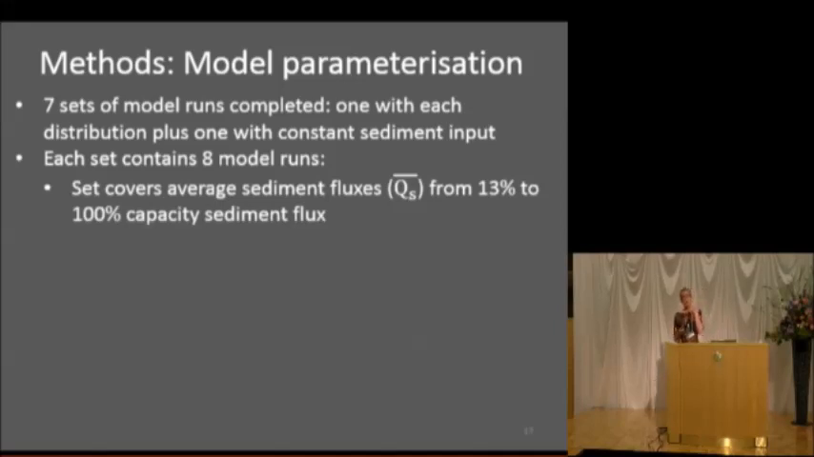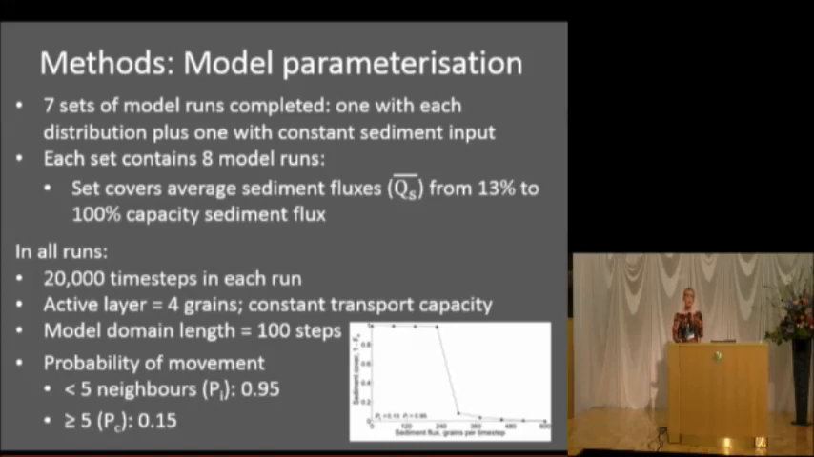Okay, so we've got 7 sets of model runs, one with each of those 6 distributions, and a 7th set where we've got constant sediment input. Within each of those sets of runs, we've got 8 runs using one of 8 different long-term average sediment inputs. In all, we've got 20,000 time steps in each run, which is a lot longer than the constant sediment inputs take to come to an equilibrium condition. We've got an active layer, which means that all models have the same effective constant transport capacity. The model domain length is 100 steps. And this is the relationship that we get under constant sediment flux between sediment cover and sediment flux.